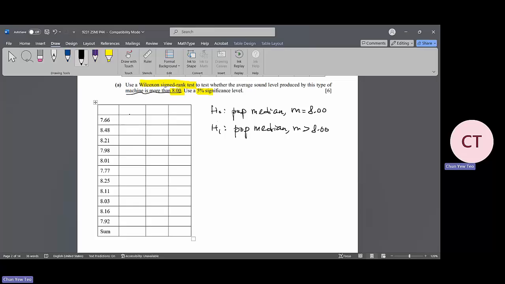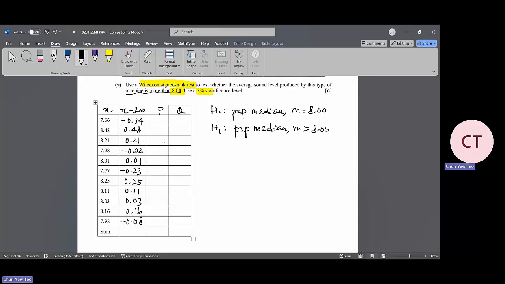So we need to find the difference. That means we need to find x, this is the x, minus the 8.00, and you are going to rank them, giving the names P and Q. So if you minus the 8.00 over here, you get negative 0.34, positive 0.48, positive 0.21, negative 0.02, positive 0.01, negative 0.3, positive 0.25, 0.11, 0.03, 0.16, and negative 0.08.